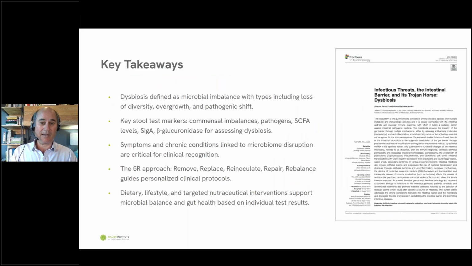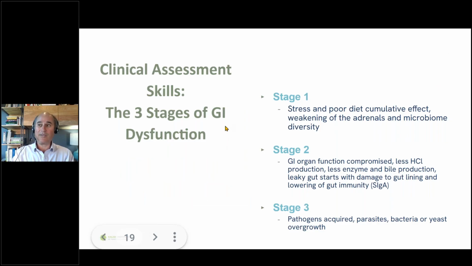Okay, key, yeah, don't do the rebalance last. If you're going to do the 5 R's, fine, but put the last R first. The 5th R, rebalance, has to happen first. You have to do it for 2 months, then you can remove. So here are the clinical skills that we want to think through.